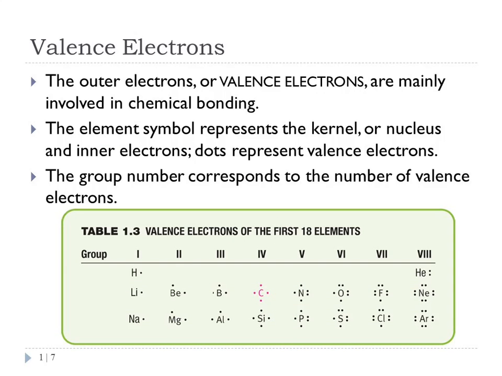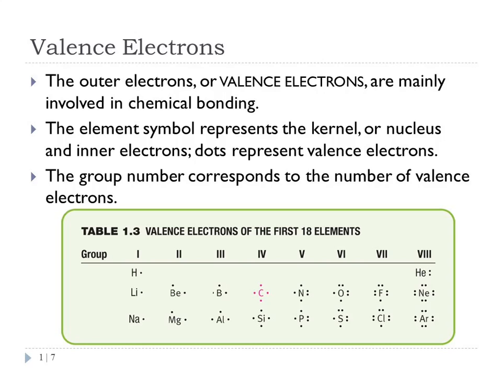What we're most interested in are the valence electrons. The valence electrons are the ones in the highest occupied shell. Those shells are like broad categories, and as the number increases, the energy increases and the distance from the nucleus increases. The valence electrons are the ones in the outermost shell.